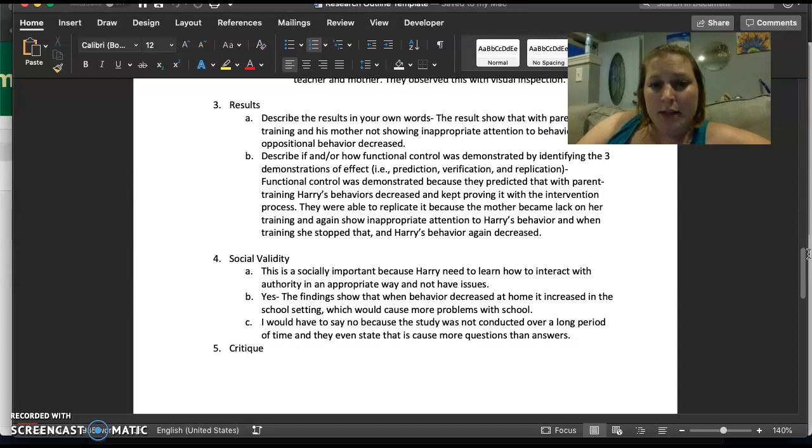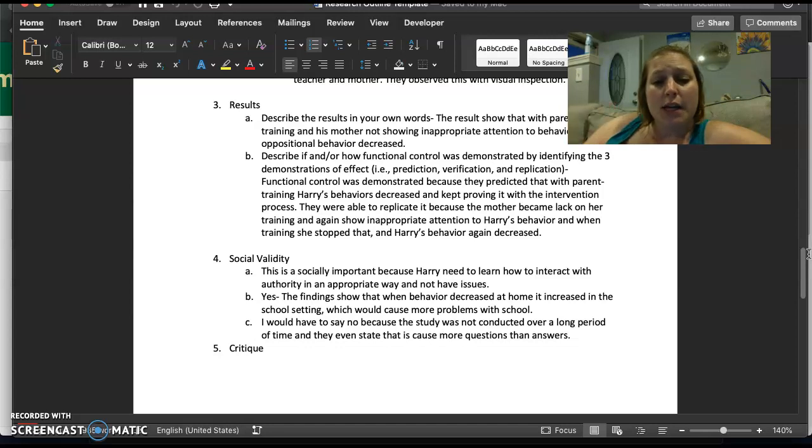So, 3, functional control, from what I understand, would be like, they would predict that parent training was going to decrease his behaviors in the intervention process. They were able to replicate it because when they went back to look at it, she stopped using the parent intervention training and his behaviors actually decreased again. So it proved that it worked.